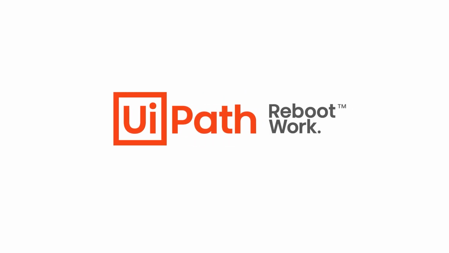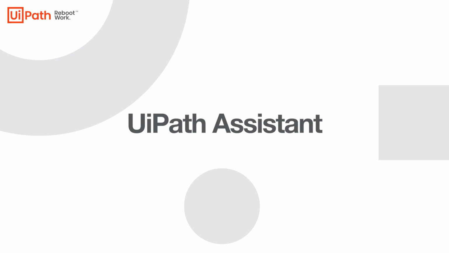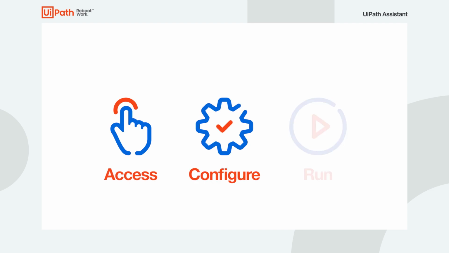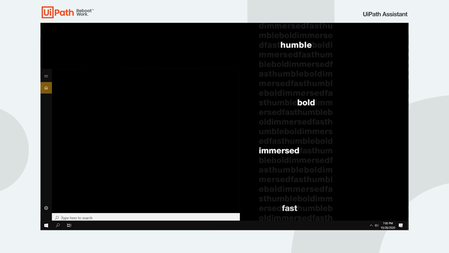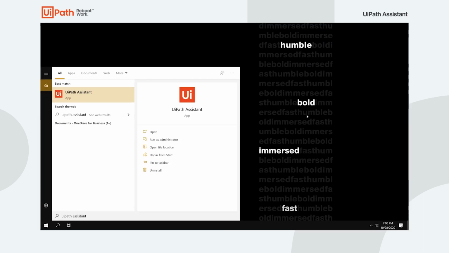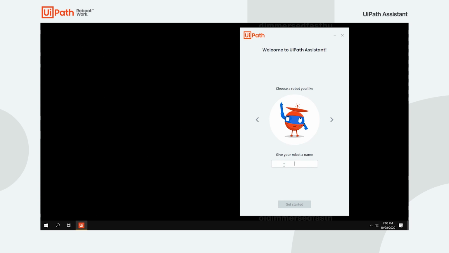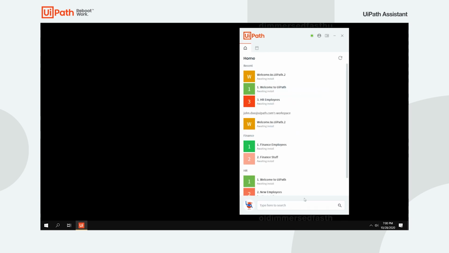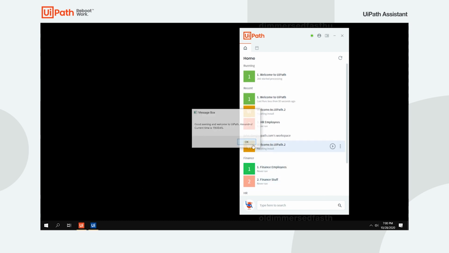Hello! UiPath Assistant is a tool that makes using UiPath robots a great experience. It gives you one place to access, configure, and run your automations with just a couple of clicks from your desktop. When you open the Assistant for the first time, don't forget to give your robot a name and choose its image. If you're connected to Orchestrator, you can access all of the automations available to you. Running a process or an automation is as simple as a click of a button.